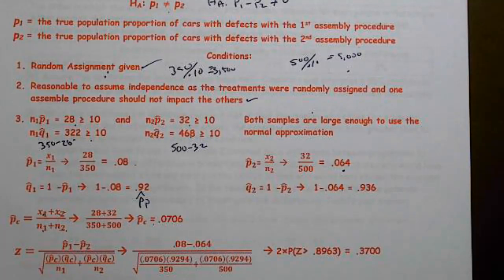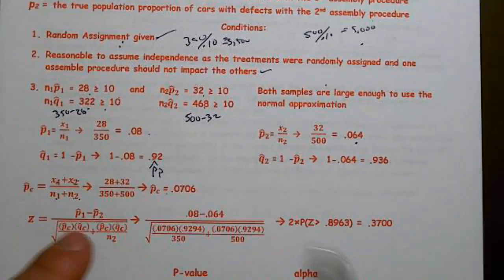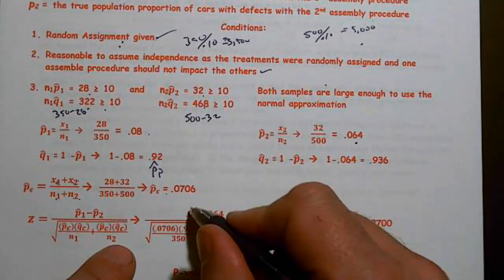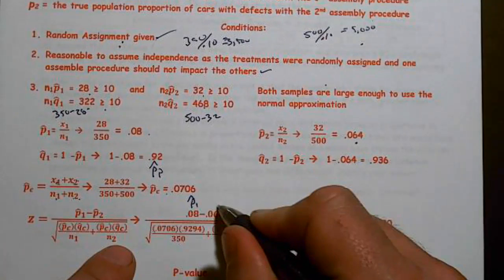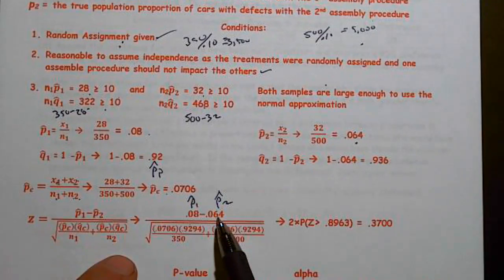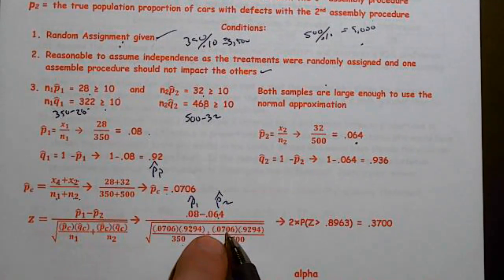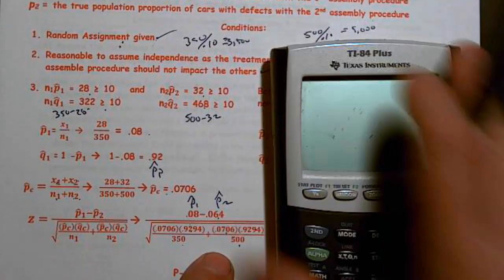Is it statistically significant? So we're going to plug in, and this is P hat 1 right here. This is P hat 2. So this is my estimate of the number of defects for using method 1. This is my estimate for the defects for number 2. And then my combined 0.0706, 1 minus that over n1. P hat combined, 1 minus that over my sample size for 2. And we're going to go ahead and start plugging that into the calculator.